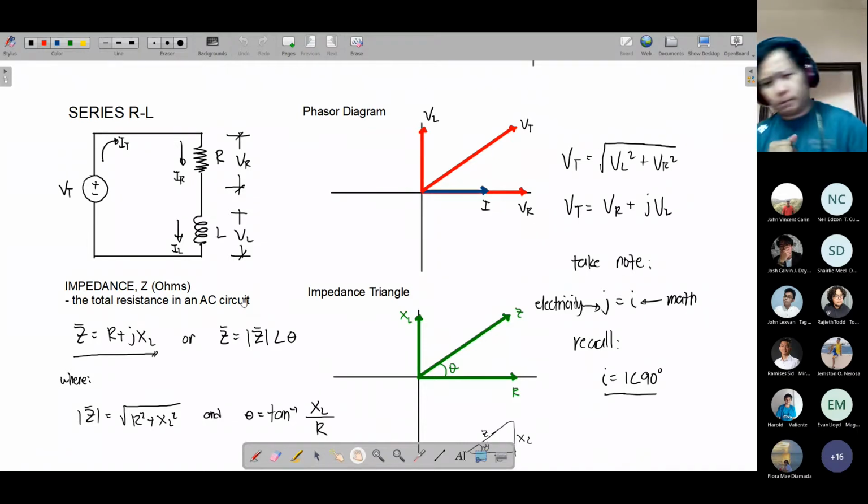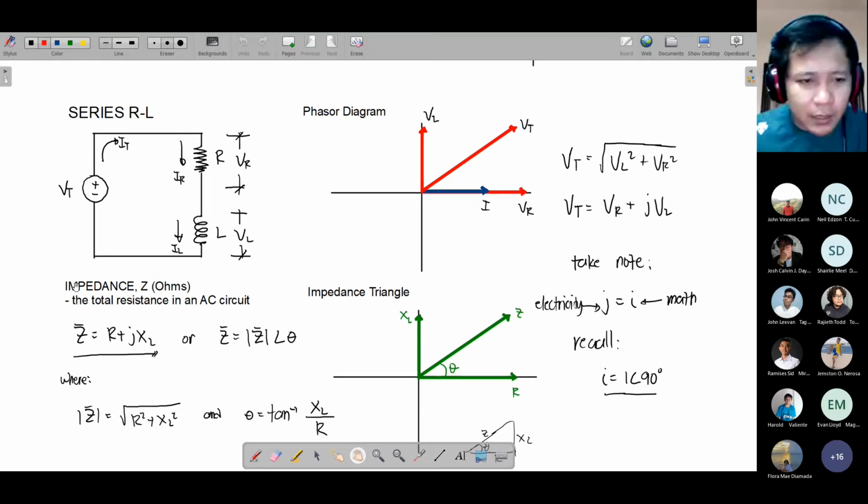Now, the term total resistance is only applicable if it is DC. If you have AC, your total resistance, you will call it impedance. Okay, clear? If the word is total resistance, it is a DC circuit. But if it is impedance, it is the total resistance in an AC circuit. Okay? So first, you have to take note of this term, impedance.